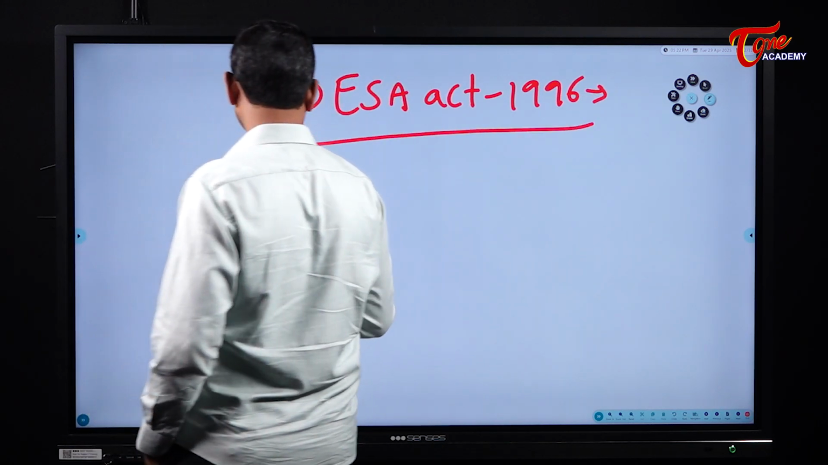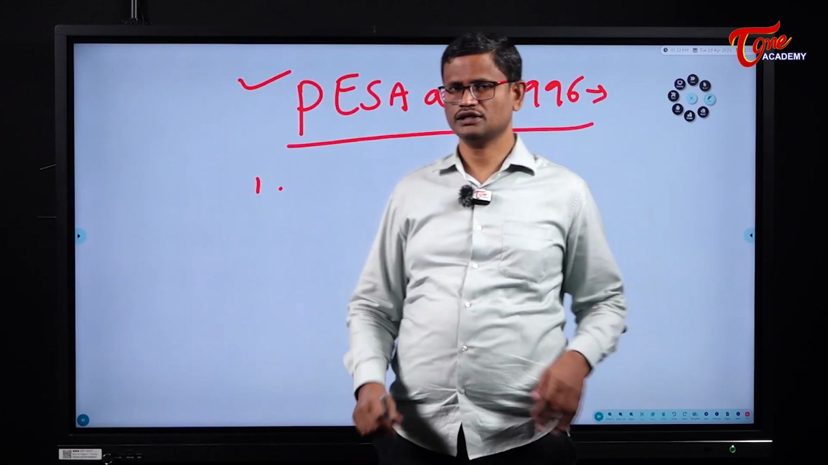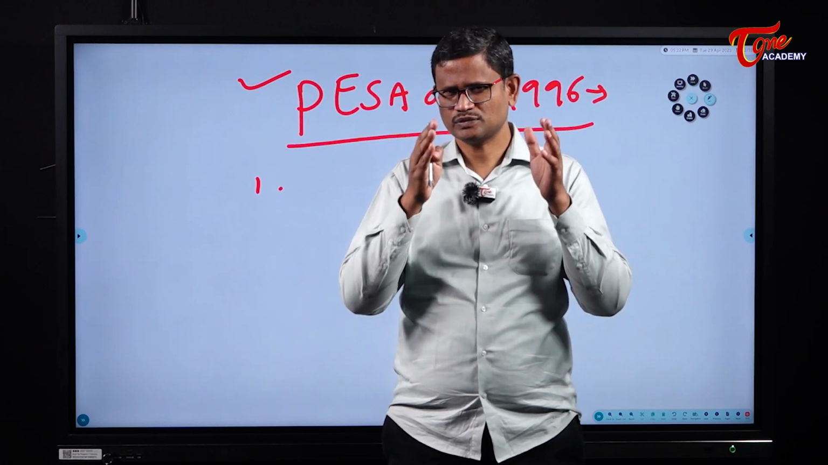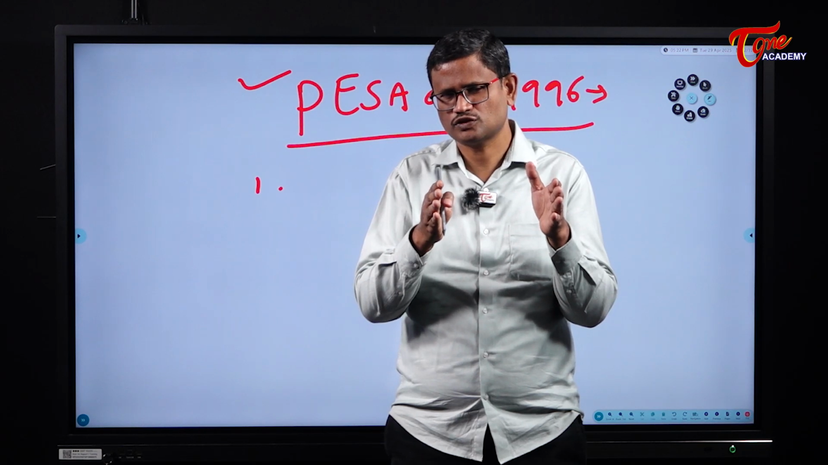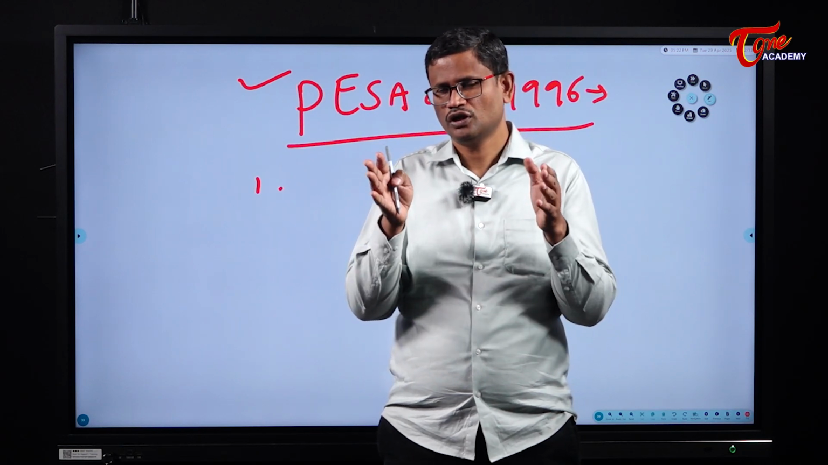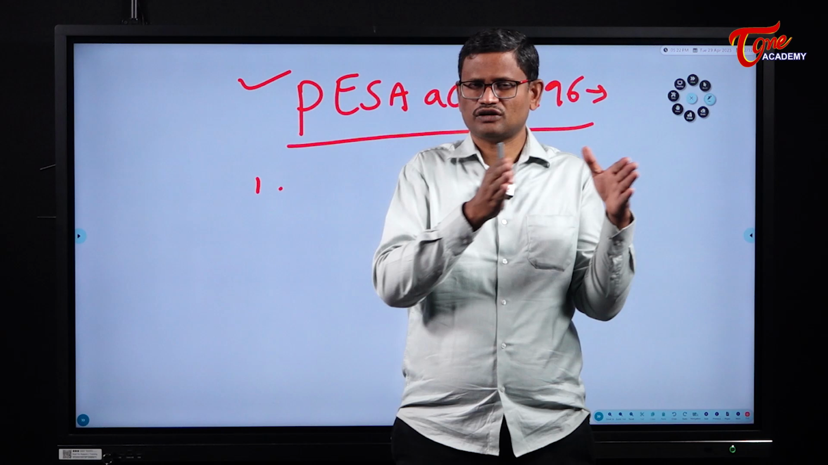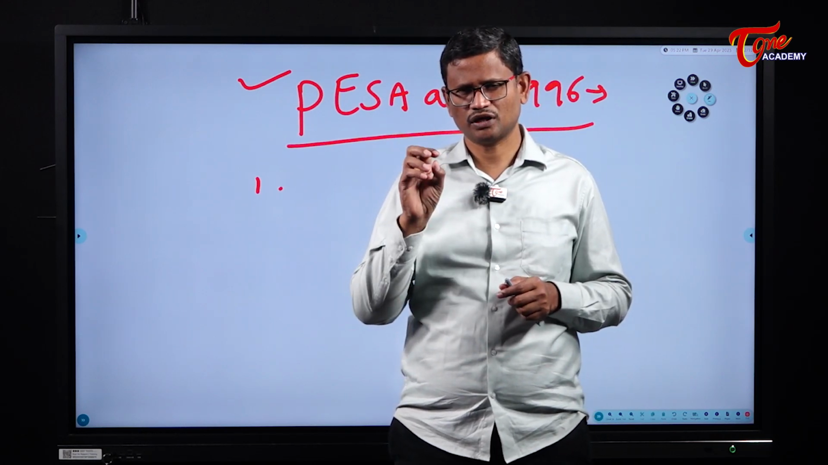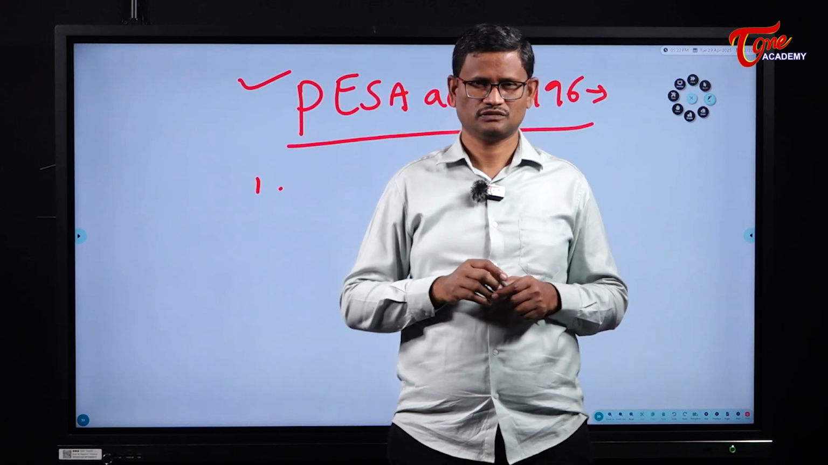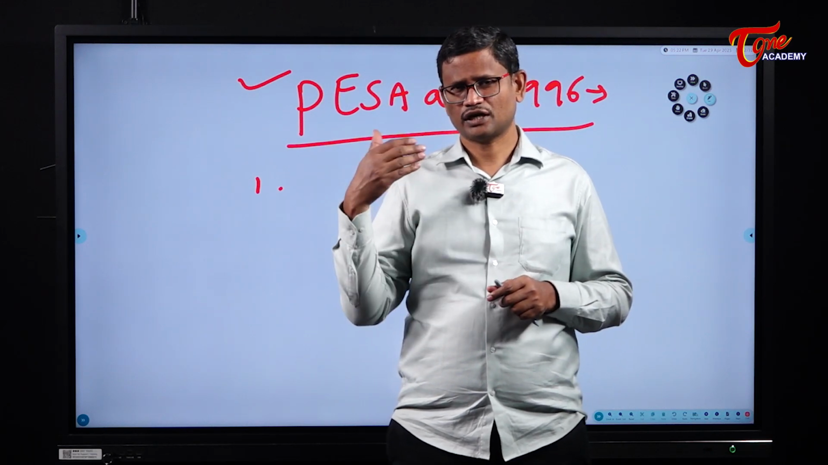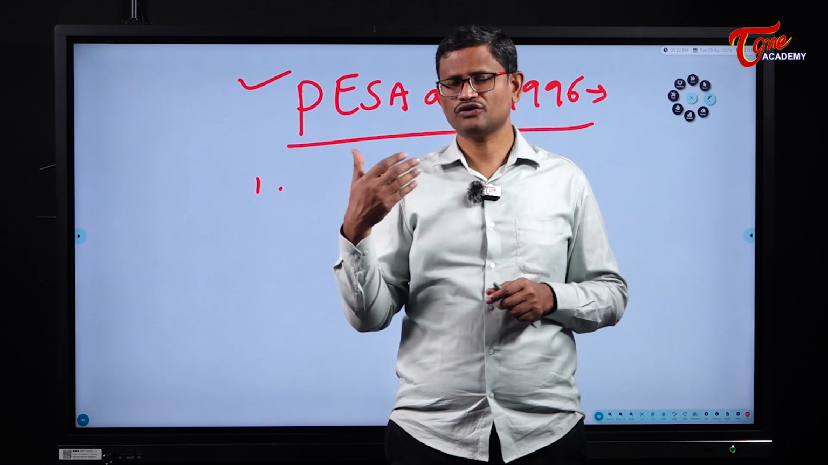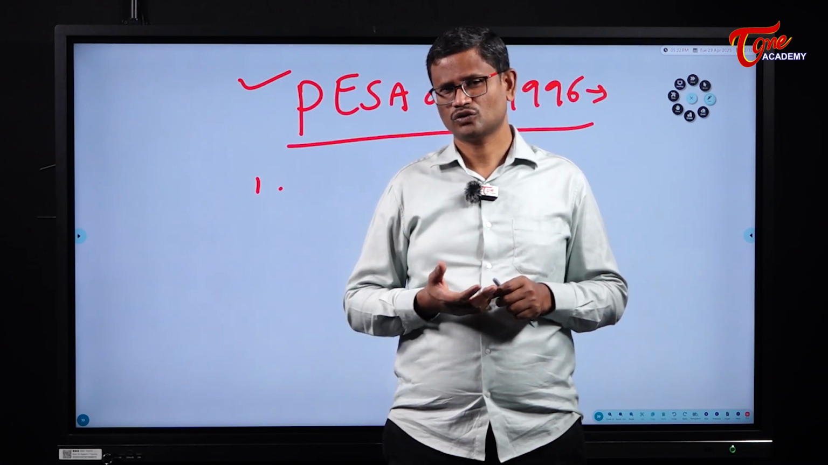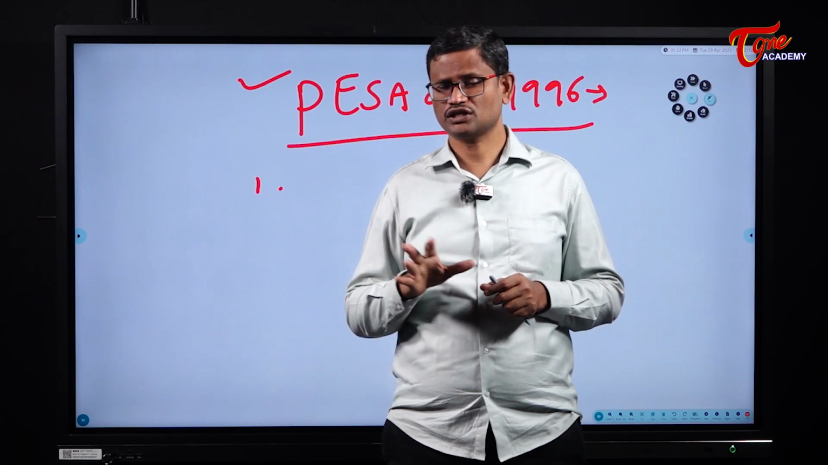See, the most important provision of the PESA Act is, I told you about the Gram Sabha. Gram Sabha in the 5th schedule areas is much more powerful compared to the Gram Sabha in the rest of rural India. Under the PESA Act 1996, Gram Sabha was given sweeping powers. For example, Gram Sabha was given the power to identify beneficiaries. Gram Sabha was given the power to control the local functionaries.